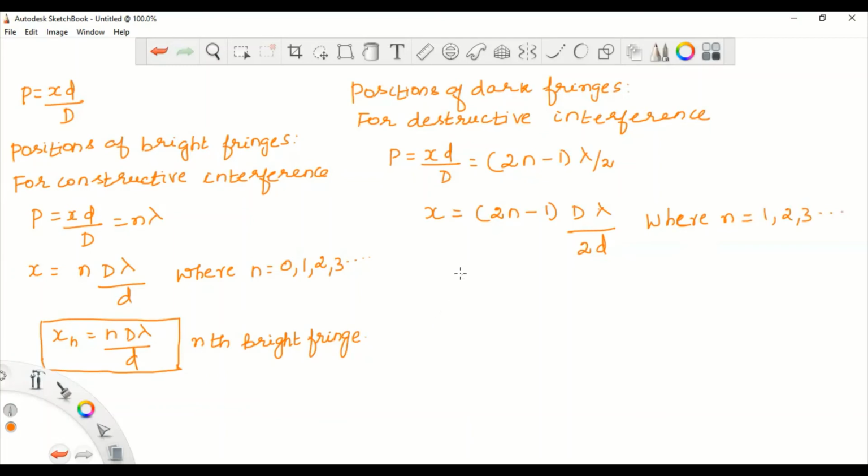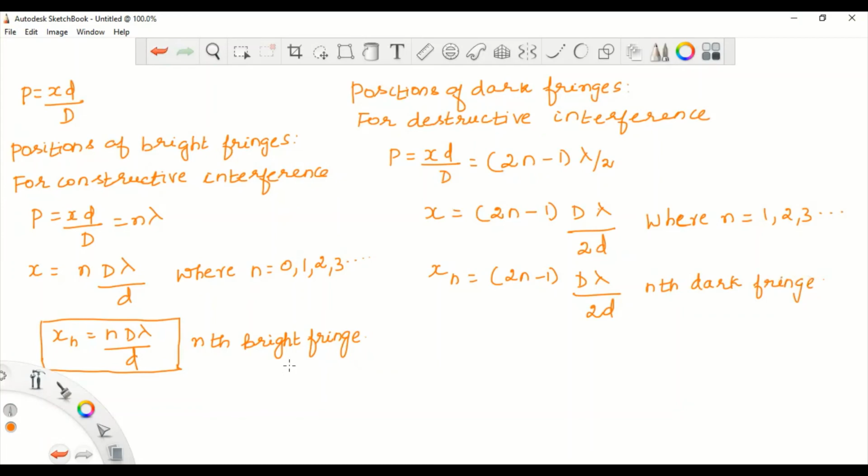For the nth dark fringe, how can you write? For the nth dark fringe, it is (2n minus 1) D lambda divided by 2d. This is for the nth dark fringe.